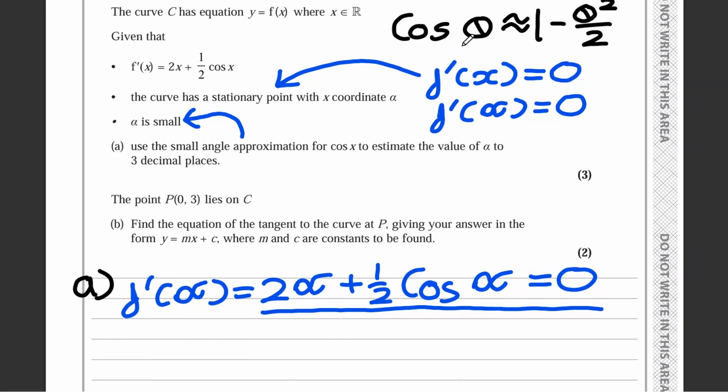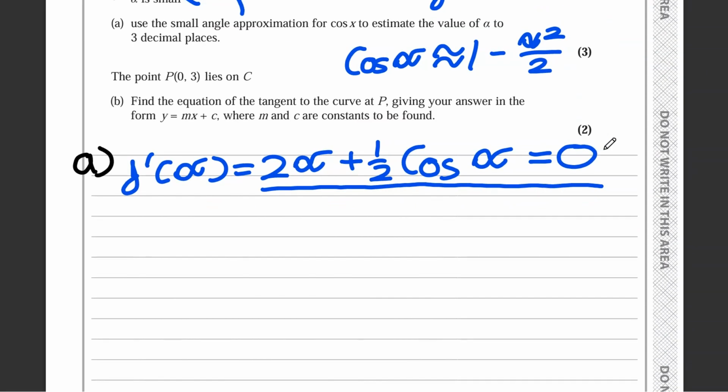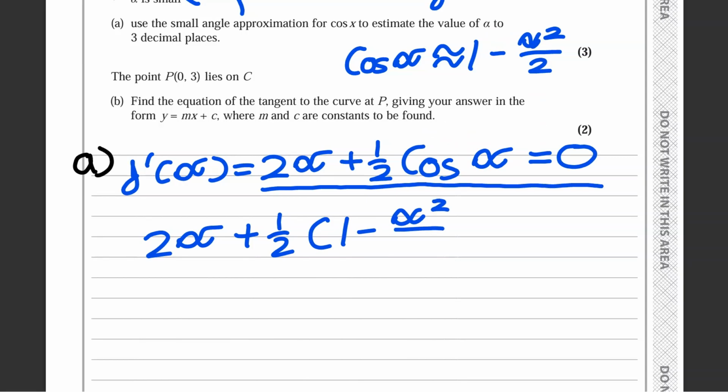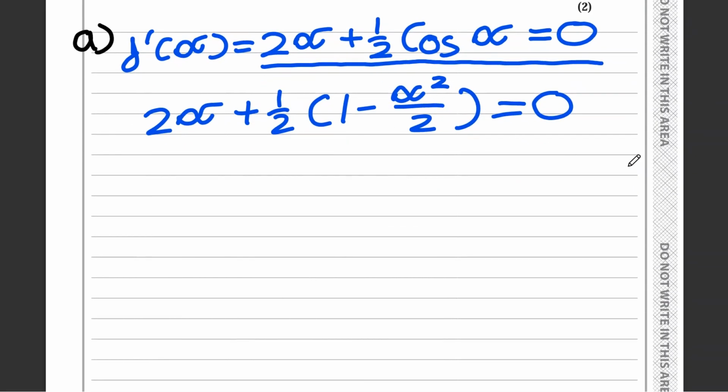Now it's told in the formula booklet that cos theta is approximately equal to 1 minus theta squared over 2 when theta is small. So therefore, if alpha is small here, we can say that cos alpha is approximately equal to 1 minus alpha squared over 2. So we can sub this in and say 2 alpha plus a half, and then we're going to sub out the cos alpha for the 1 minus alpha squared over 2, and this is equal to 0, and therefore we're going to find the value of alpha with this equation.